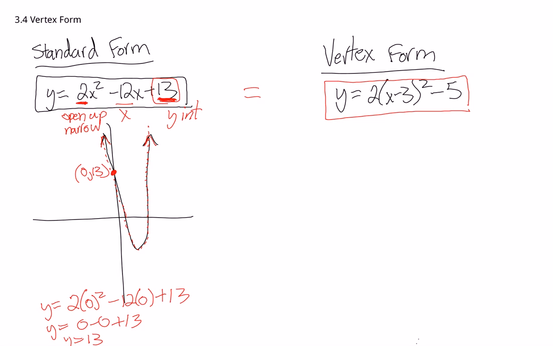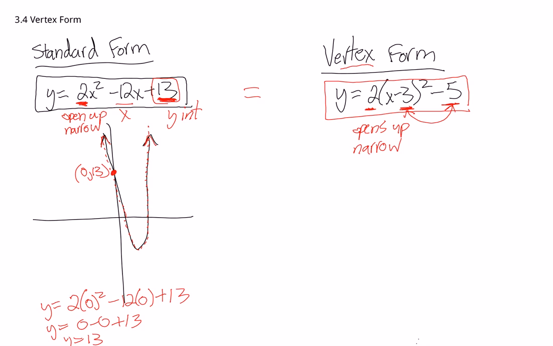Now let's go through each of the numbers again to see what's going on. The 2 is still exactly the same as the 2 in the first one. That's still going to tell us it opens up, and it's going to be a little bit narrower. Other than that, it doesn't do anything else. We don't have the 12 or 13 anymore, but what we do have is a negative 3 inside the brackets, and then a negative 5 outside the brackets. Those two numbers are actually fairly important.